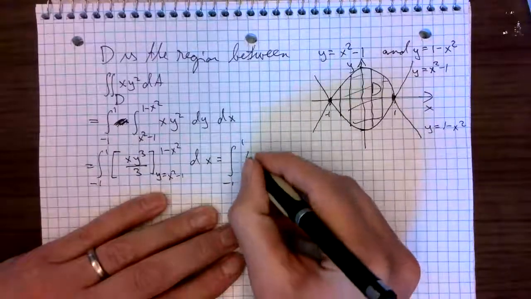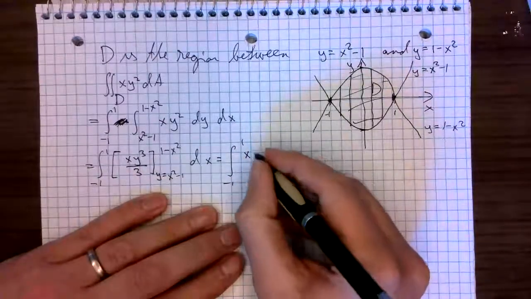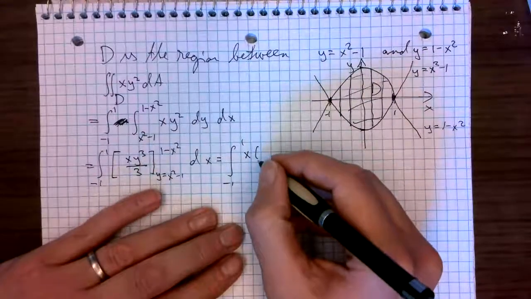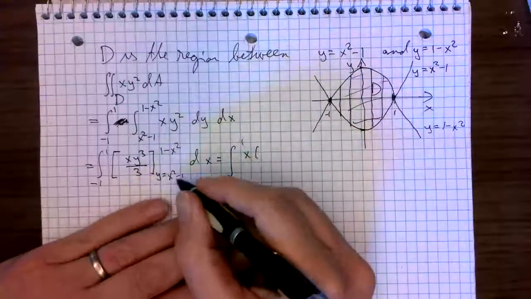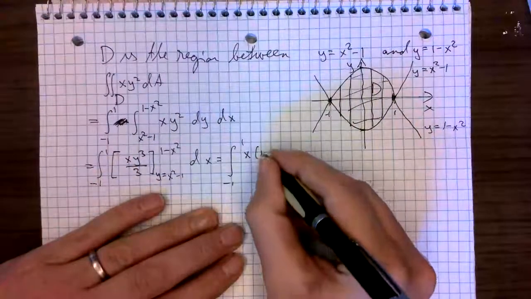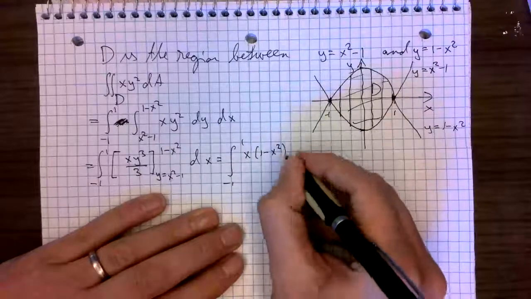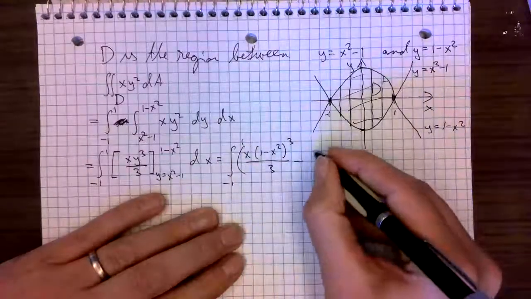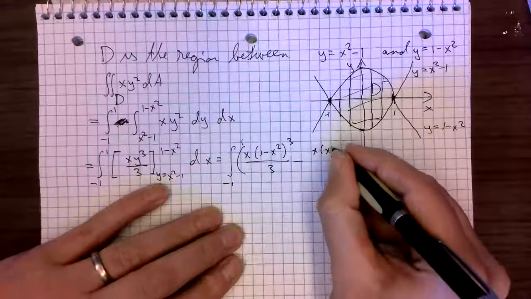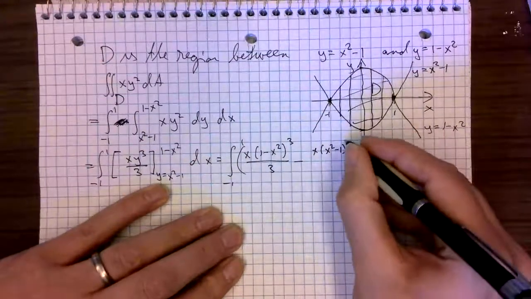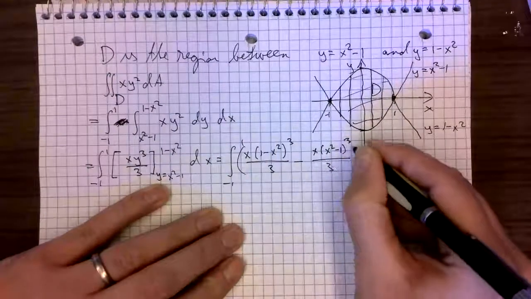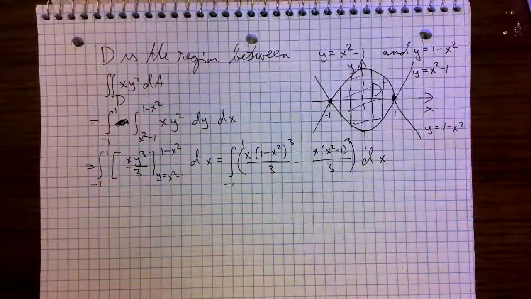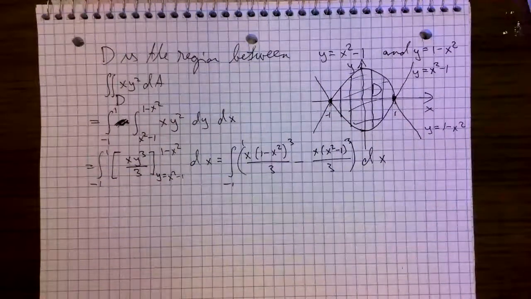So I will have x, and I have a cube. So I'm starting here, and I'm ending here. So (1 minus x squared) cubed divided by 3 minus x times where I'm starting, cubed 3x, and that looks just really, really annoying.